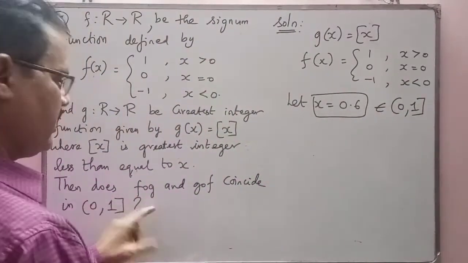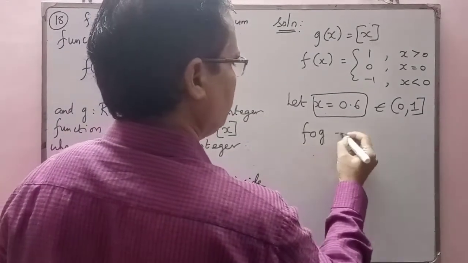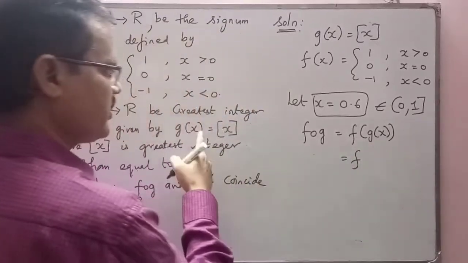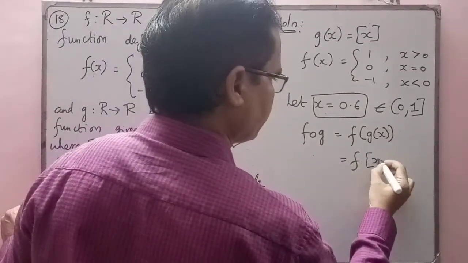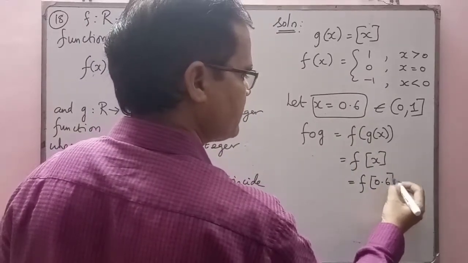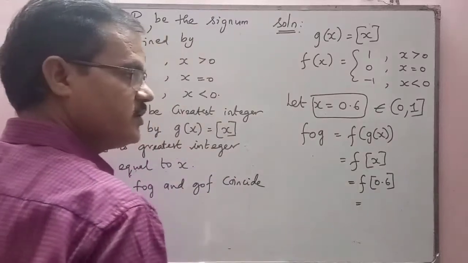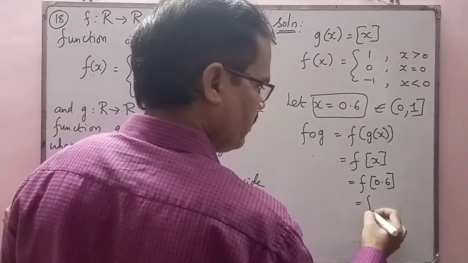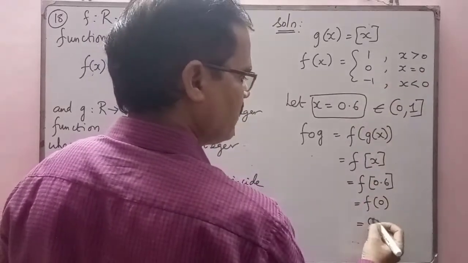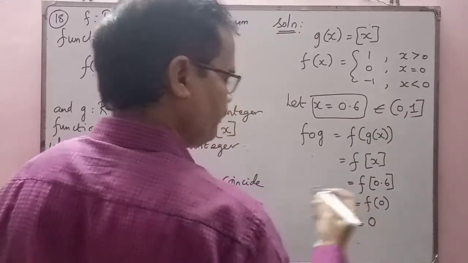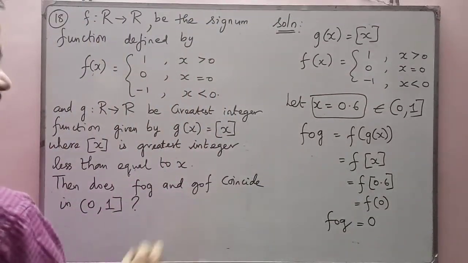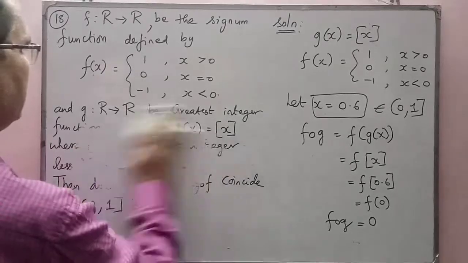Okay children, now we'll take f of g function. What do you mean by f of g? F of g of x. What is the g of x function? It is the greatest integer of x. Now what is your x value? Greatest integer of 0.6. Which is the greatest integer near 0.6? It is 0. Very good. F of 0. Now what is f of 0? It is equal to 0. So you get f of g equal to 0. Now we should check whether g of f is also equal to 0. Then you can write coincide. Otherwise we will write does not coincide.